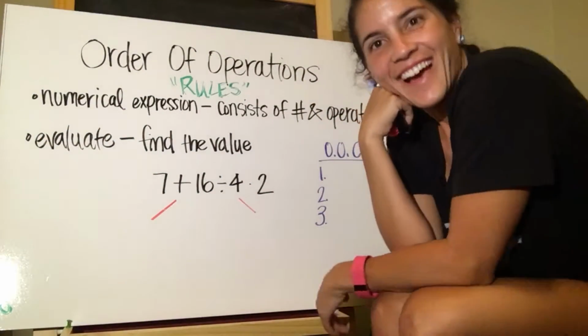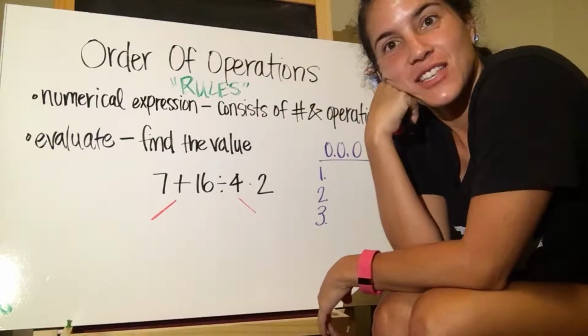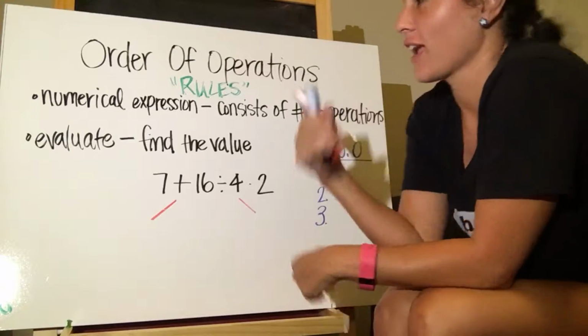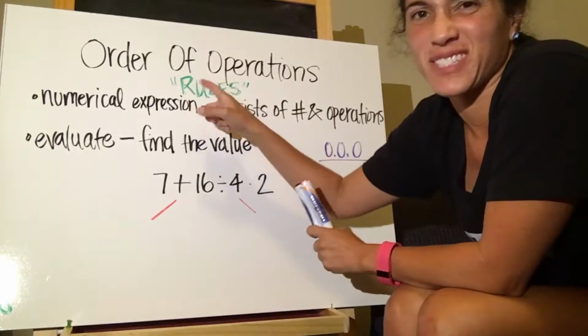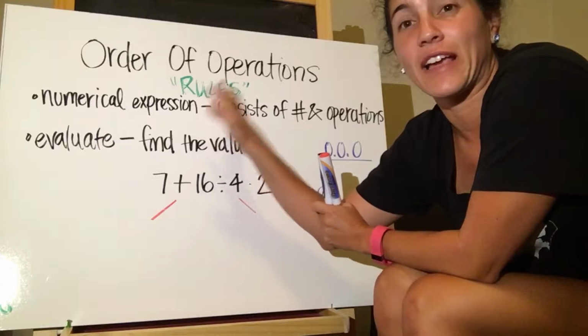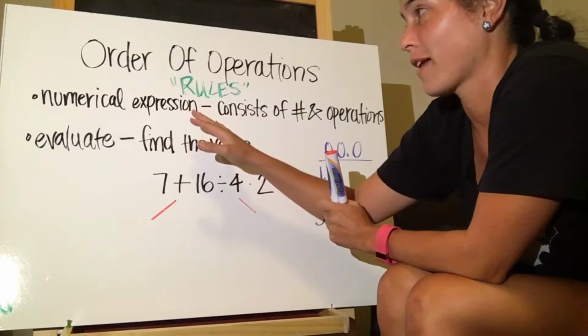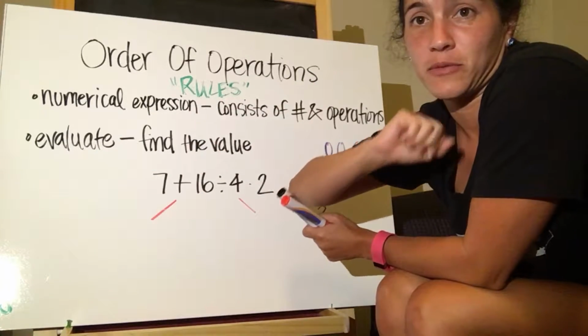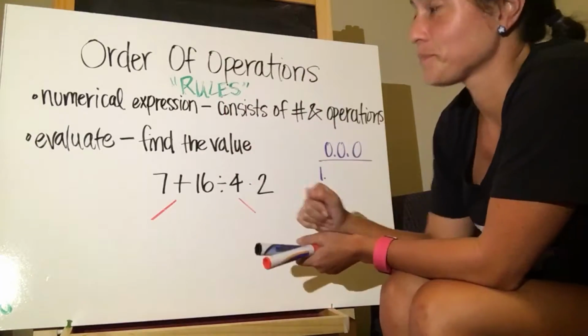Hey y'all. Today's objective is the order of operations. And I don't know if you can see, my marker was messing up, but the order of operations are like our set of rules that we have for math. So just some vocabulary. Remember, pause, write all this down.